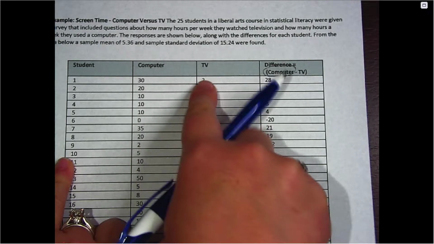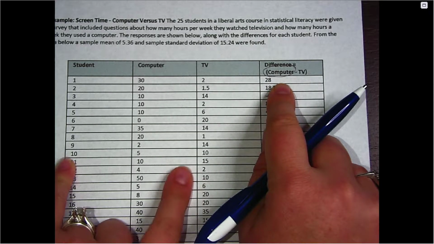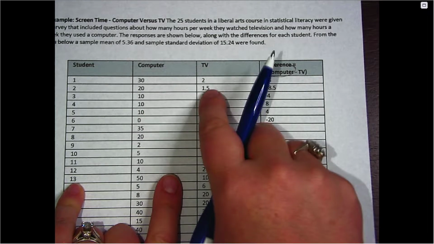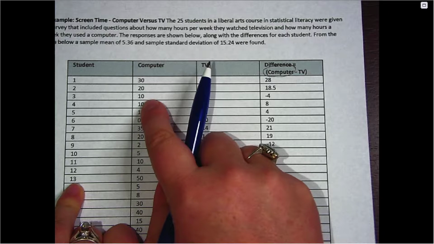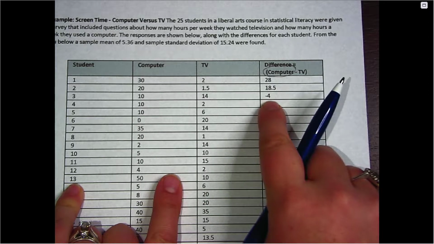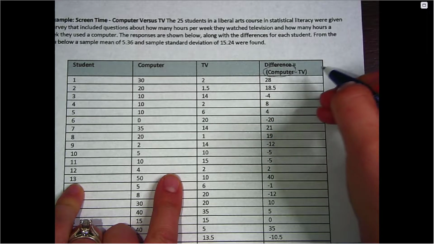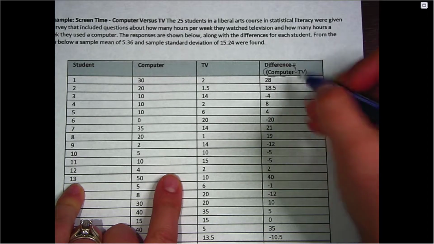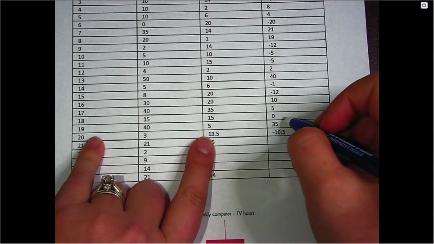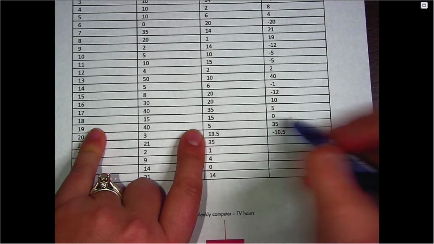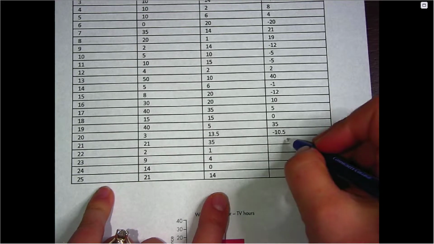So 30 minus 2, this student had a difference of 28 for their computer versus TV time. 20 minus 1.5, their difference is 18.5. Now here for student 3, you notice that it's 10 minus 14, so we have negative 4. So in this situation, when it's negative, that means TV time is greater. If it's positive, it means computer time is greater. So down here, when we get to student 18, you see that their difference is 0, which means there's no difference between their computer time and their TV time.